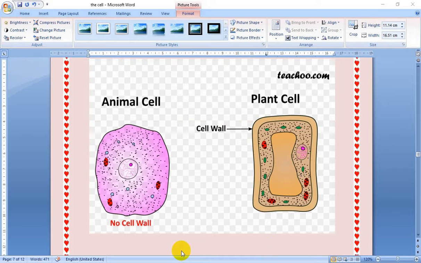And now let's talk about the structure of the animal cell and what is the difference between it and the plant cell. Number one, we said that in plant cell there is cell wall. Do you think animal cell has also cell wall? No, animal cell doesn't have cell wall.